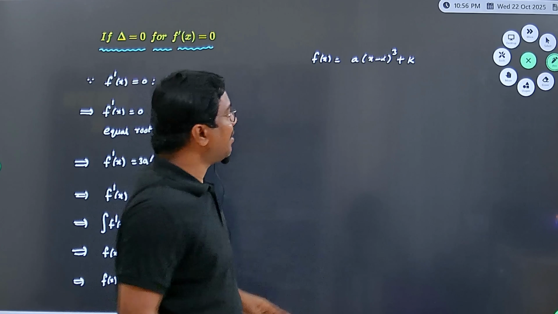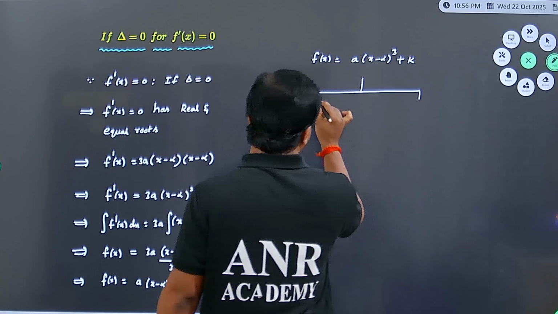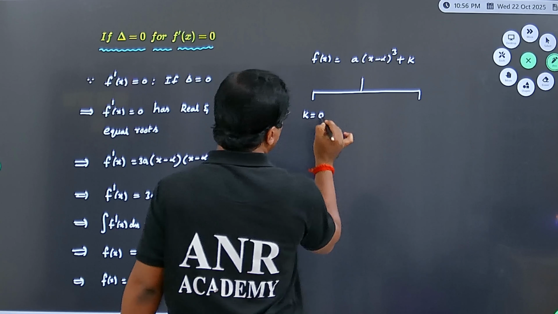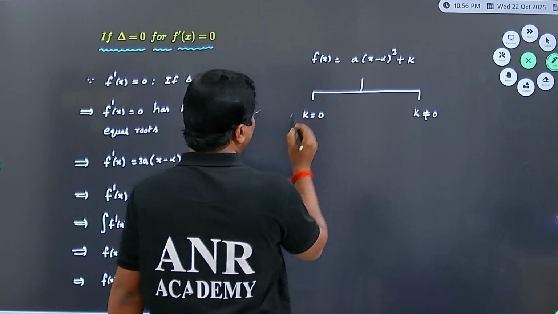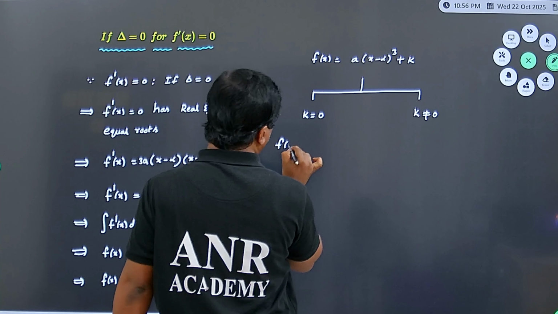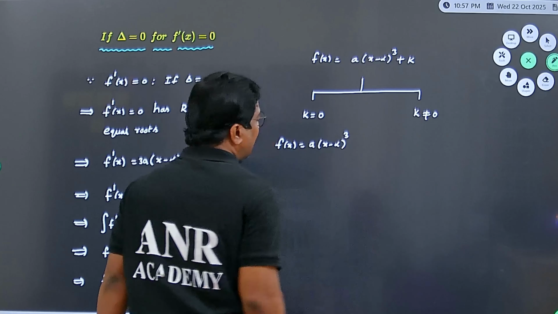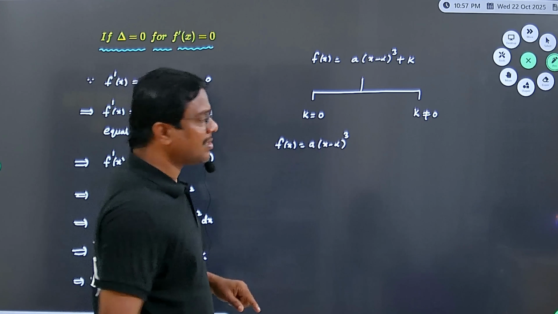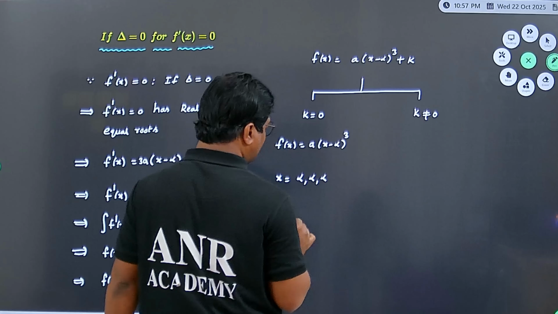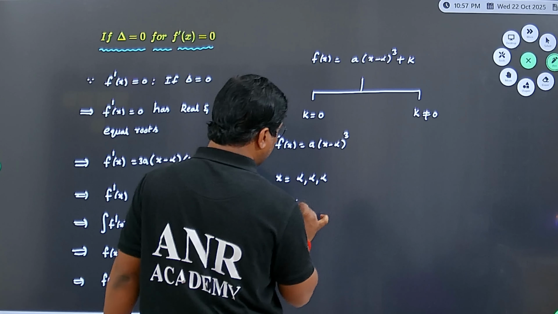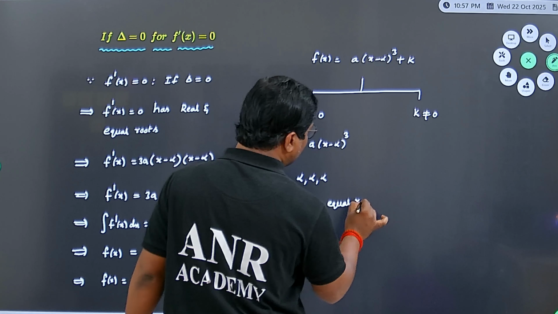It is very clear that when the value of k equals 0, f of x has 3 equal roots, alpha, alpha and alpha. Two cases arise here: suppose the value of k equal to 0, and k is a non-zero quantity. What happens? Observe. If k is 0, f of x is written as a of x minus alpha whole cube, x minus alpha repeated thrice. Therefore, x equal to alpha, alpha, alpha. I can say that 3 real and equal roots exist in this case.